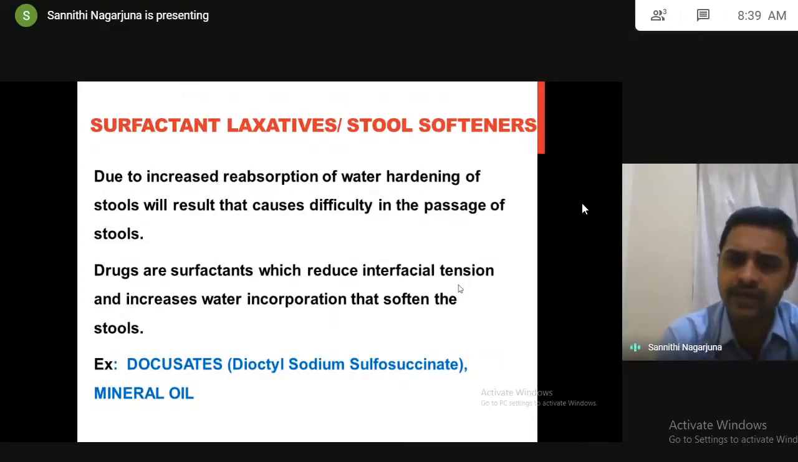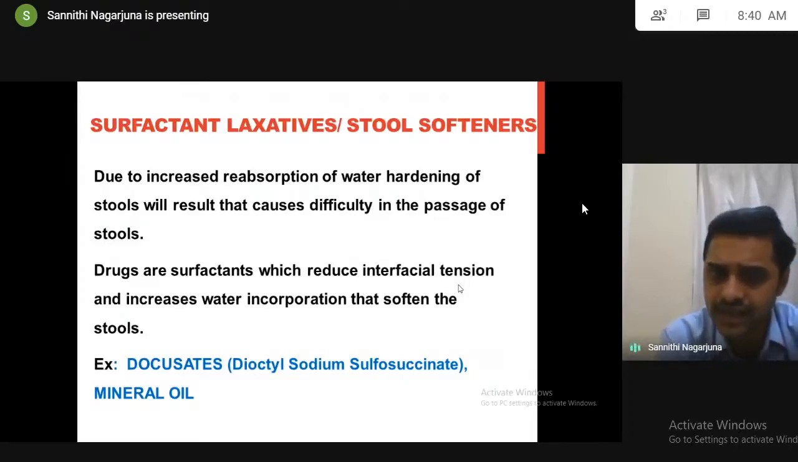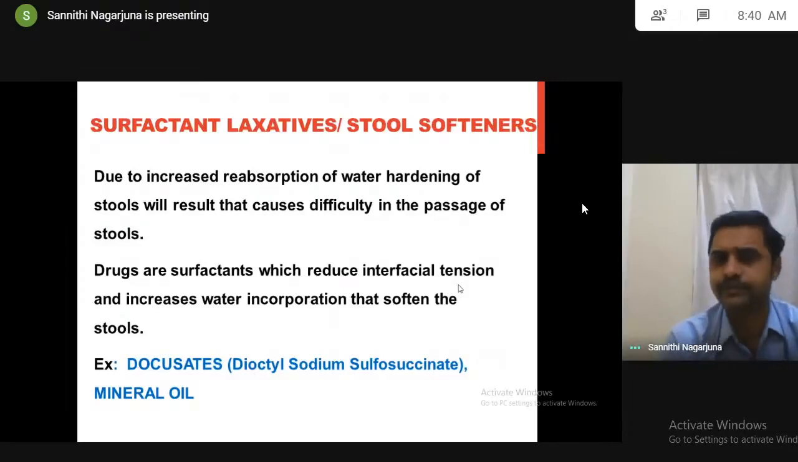See, I told you in the beginning, some persons have difficulty in the passage of stools. That difficulty is because of more hardening of stools. There is more reabsorption of water, so because of more reabsorption of water, the stools become hardened. The persons feel difficulty in the passage of stools. In such cases, we use these drugs majorly.